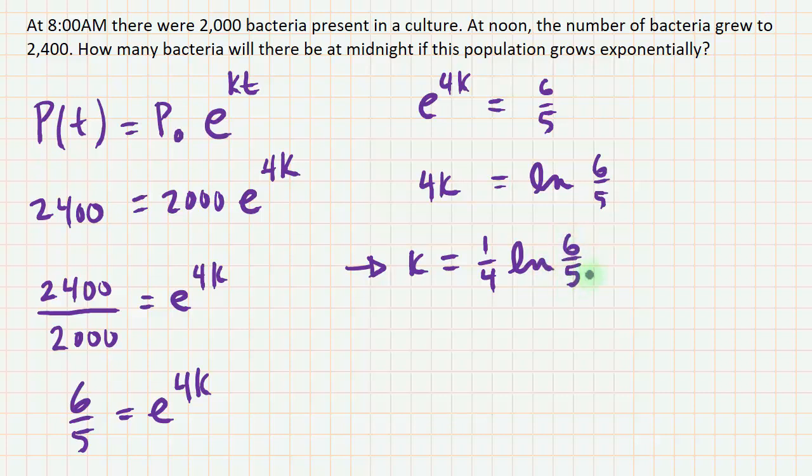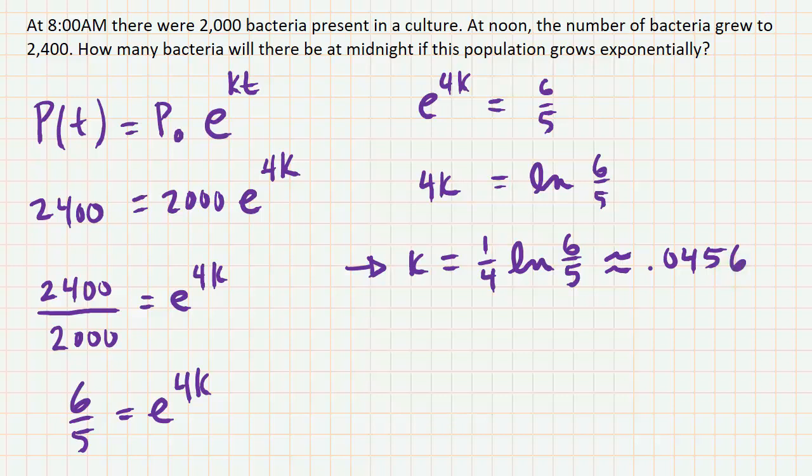Natural log of 6/5. Now if we wanted to type that into our calculator, we could, and we could get an approximation for that. Usually we don't want to approximate this early, but if we did and rounded it to 4 decimal places, we'd have 0.0456. Now let's go back to our equation.